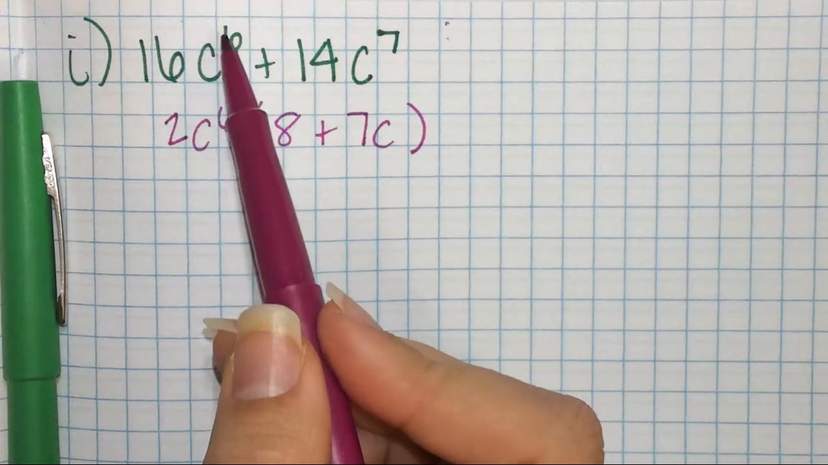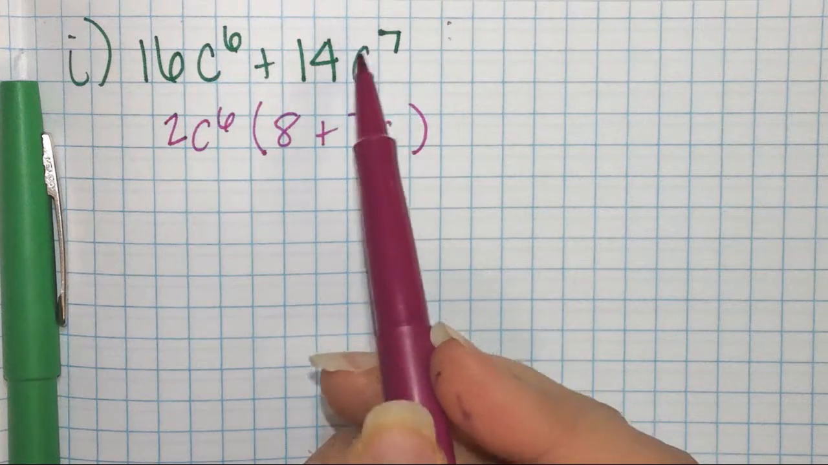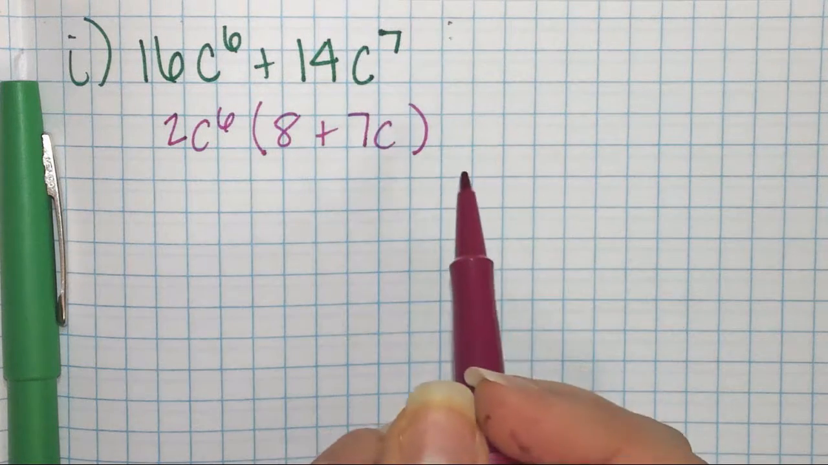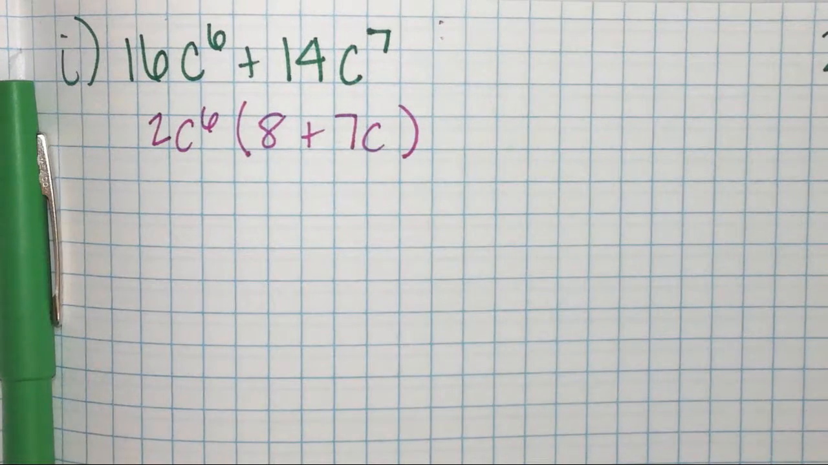Is it okay that the 6 comes first instead of the 7? Normally we would want them in the other way, but it's fine. We don't care. All God's children. I do. I'm just kidding.